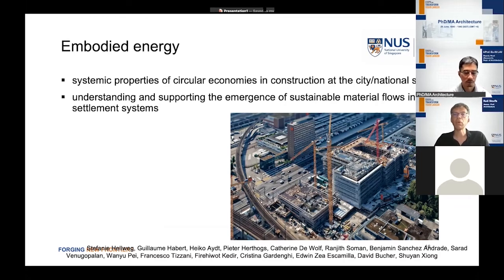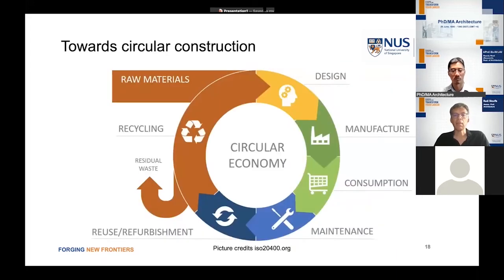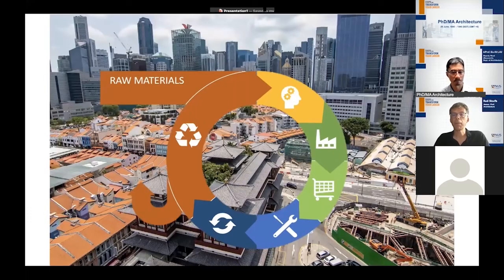And for that, we need to understand and support the emergence of sustainable material flows within the city or a particular area. So there's basically a huge amount of annual construction waste that has to be dealt with. We just cannot go on like this. So then the question is, what is possible? What can be done? And we need to look at all aspects of the circular economy, from design to manufacturing, maintenance, reuse, recycling, to reduce the use of raw materials and to reduce the residual waste. And of course, we're applying this in this project to Singapore as well as to Zurich, because we're collaborating with people from ETH Zurich, and looking both at the existing building stock and at new buildings.